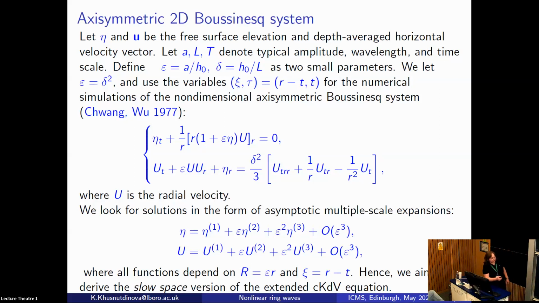We use the maximum balance condition, familiar, right? Numerics is done in the moving reference frame, so psi is r minus t. Rewriting the 2D Boussinesq in cylindrical polar coordinates and projecting the velocity on the new coordinate axes, so capital U and capital V are radial and tangential, we arrive at this system of equations.